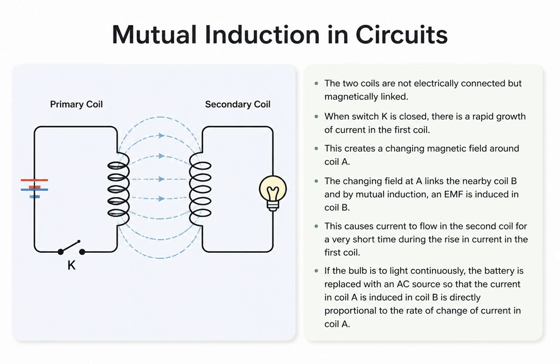The induced EMF depends on how fast the current changes, expressed as E equals negative M times di over dt, where M is the mutual inductance. For continuous lighting, we'd use AC current instead, which provides constant change and keeps the bulb lit throughout the cycle.